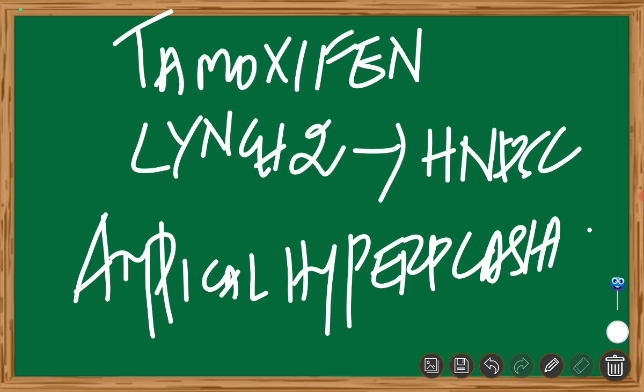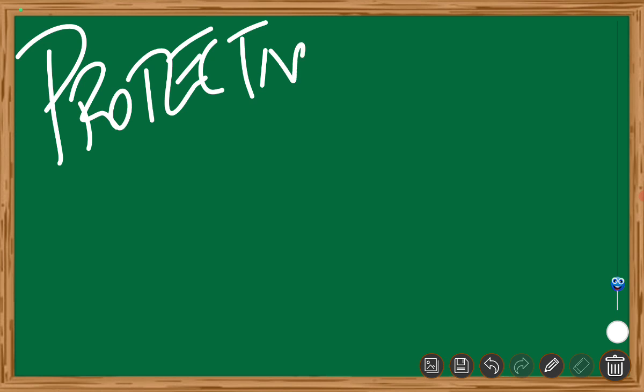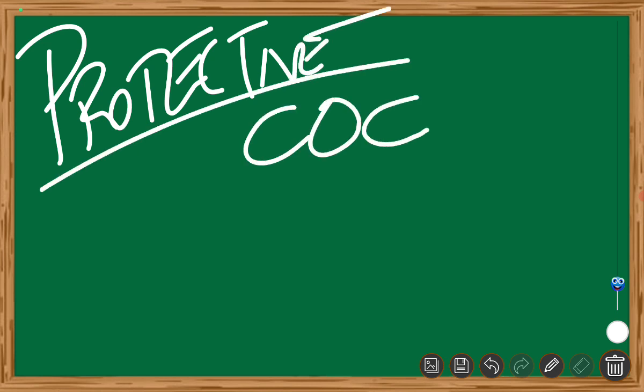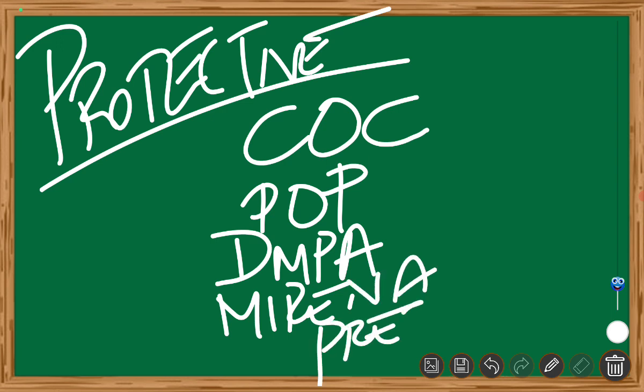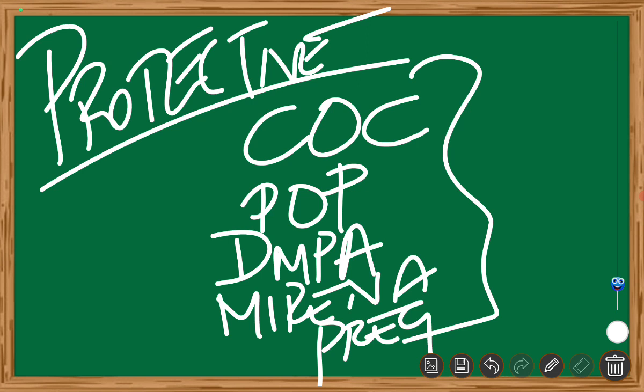These are the risk factors, but there are some protective factors for CA endometrium. The protective factors are COCs, combined oral contraceptives, then POP, progesterone only pills, then DMPA, depot medroxyprogesterone acetate, and Mirena, and finally pregnancy. These five are completely protective for CA endometrium. Combined oral contraceptives reduce the risk of endometrial cancer by 50% and the effect lasts for up to 15 years.